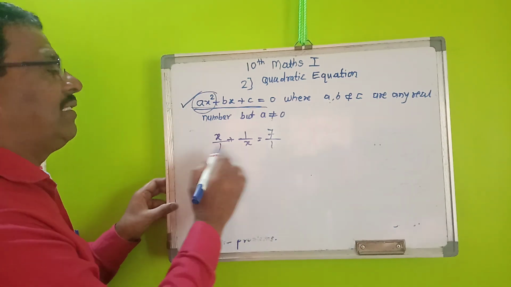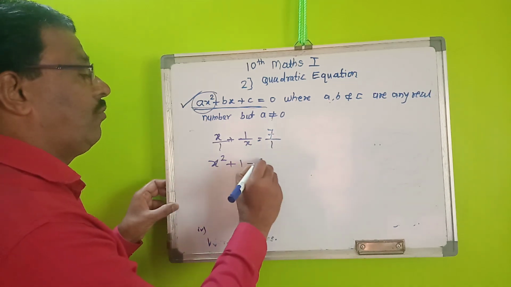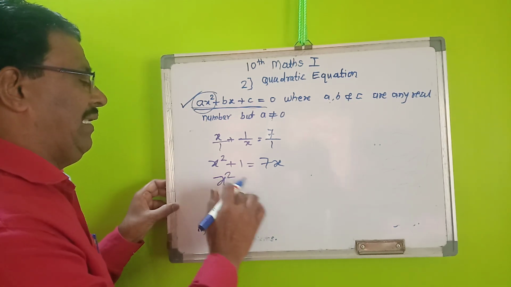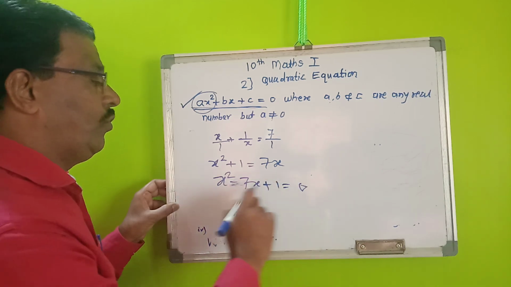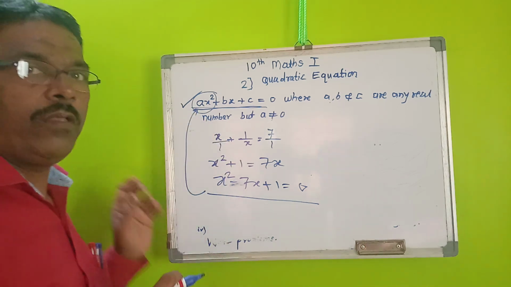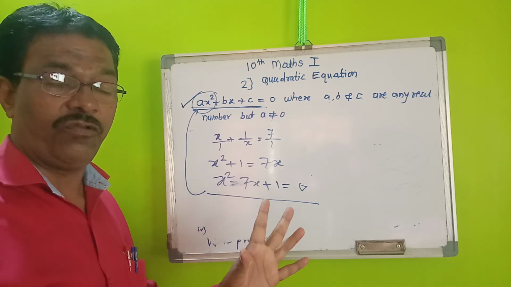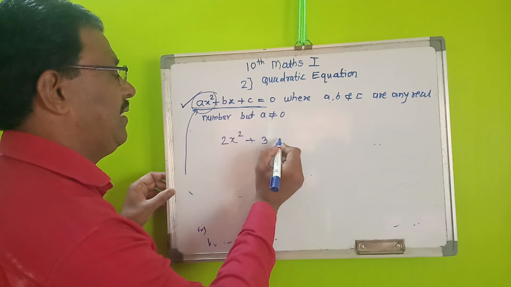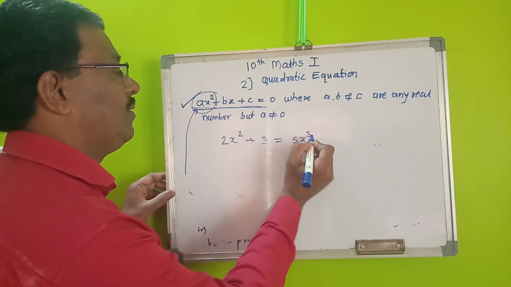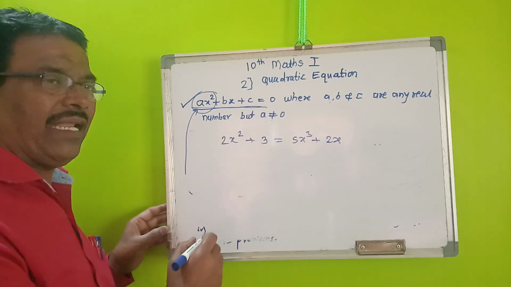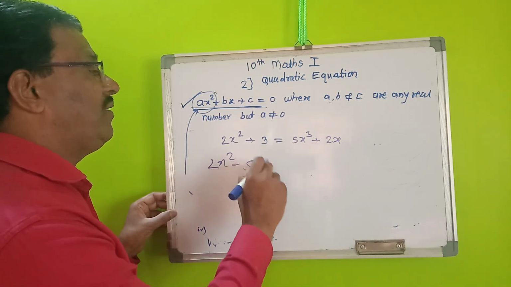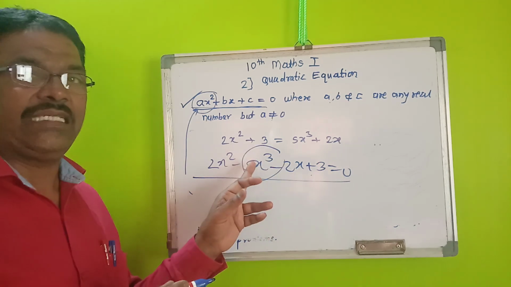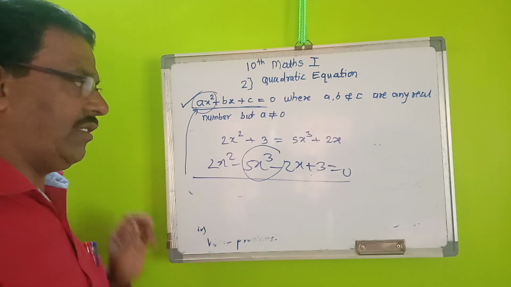If we multiply both sides by x, then x square plus 1 is equal to 7x. If we write in the standard form, that is x square minus 7x plus 1 is equal to 0. This is in the form of the standard form or general form. So the given equation is a quadratic equation. Next example is 2x square plus 3 is equal to 5x cube plus 2x. If we write in the standard form, 2x square minus 5x cube minus 2x plus 3 is equal to 0. The degree of the equation is 3. So the given equation is not a quadratic equation.